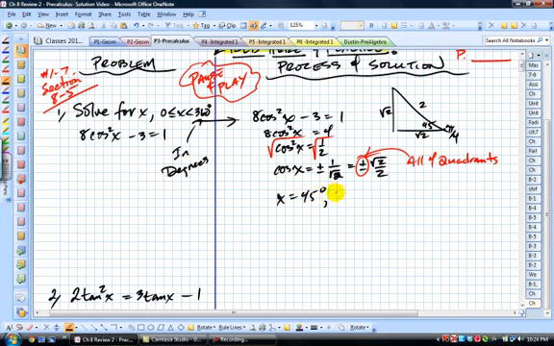That's quadrant 1. Quadrant 2 is pi minus that. So 180, we're in degrees here, minus 45 is 135 degrees. And then to get from quadrant 1 to quadrant 3, just add 180. So 45 plus 180, well, that's 225. And then in quadrant 4, it's 360 minus 45, the quadrant 1 angle, and that's 315.